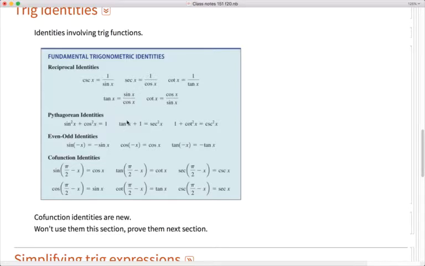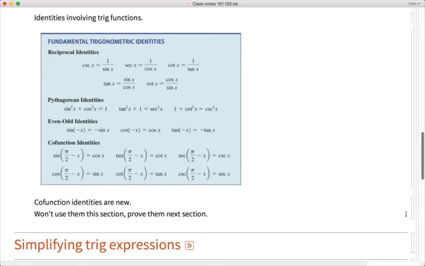The Pythagorean identities, we've seen these before. Even and odd identities, we saw that last chapter. Sine and tangent are odd functions, cosine's an even function. And then identities that we haven't seen yet, and in fact, I don't think we're going to wind up using them in this section. They're just in this table for sort of completeness, and we won't even prove these until next section, 7.2.